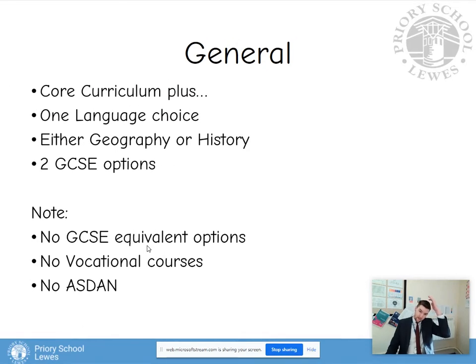So this is the first one. It's the core curriculum plus a language choice, geography or history, and then you get 2 options. So you might say, oh, I'm going to do obviously my core subjects, I'm going to choose Spanish, I'm going to do history, and then I want to do drama and dance. Brilliant. You don't get any equivalent options. You have to do GCSEs for the general route, no vocational courses, no personal development course.